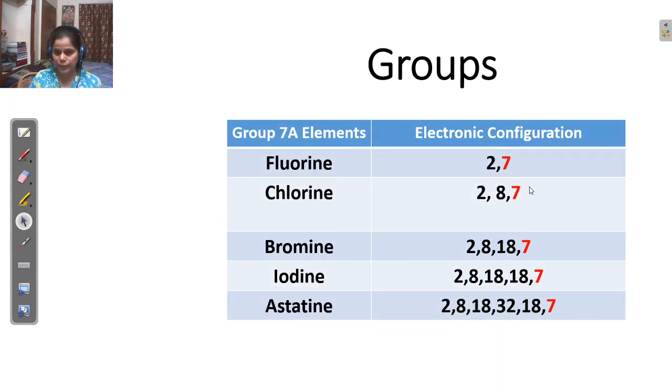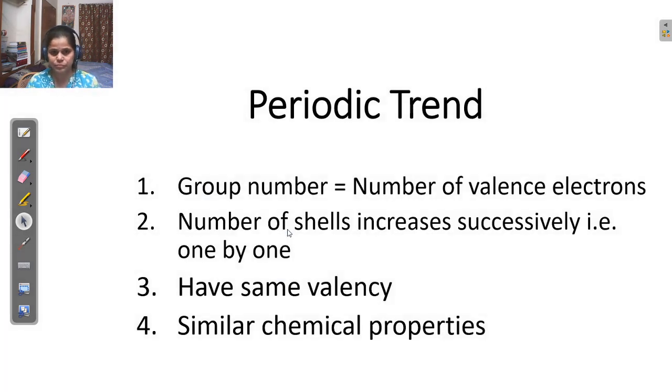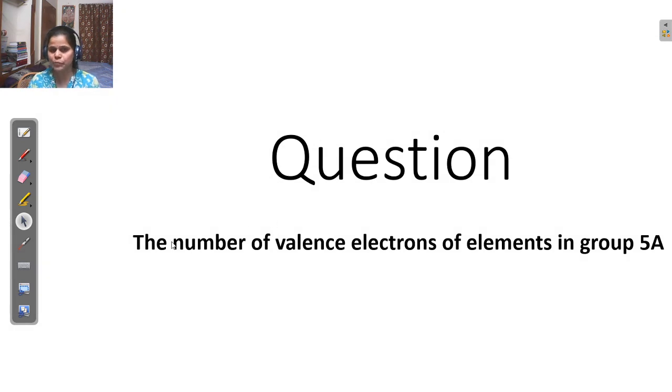If any elements have the same valency or the same valence electrons, then the chemical property will be the same. That means each element in any one group has the same chemical property. Then one question for you, you can take time to give the answer. The question is: what is the number of valence electrons of the elements in group 5A?